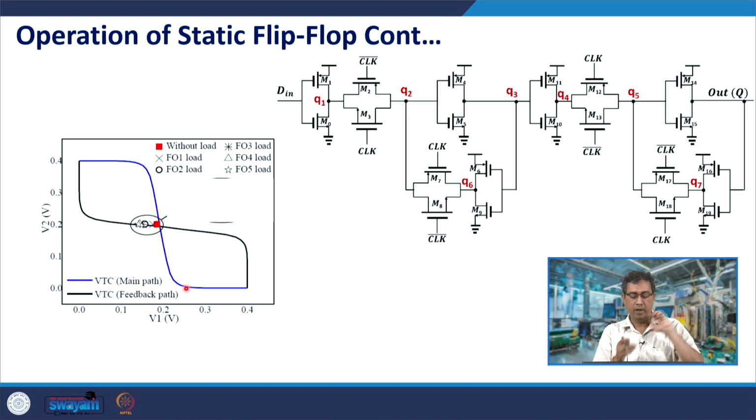Where does this fail? If we plot, suppose the clock is 0, so this transmission gate is off. Q2 and Q3 would be restoring each other.